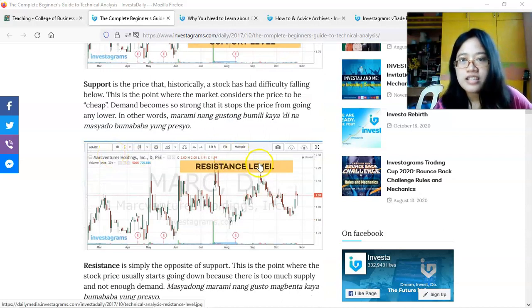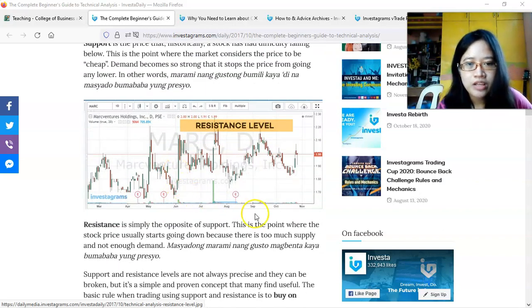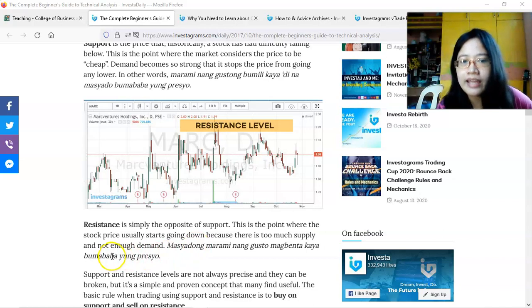Tapos, ito na yung resistance level naman, opposite ng support. Ito yung price, kumbaga, siya na yung pinakang peak. Okay? Point where the stock price usually starts going down because there is too much supply and not enough demand. Okay? Kasi pag pataas yung price, di ba, yan yung mga investors na nag-anticipate ng patuloy na pagtaas ng market price.